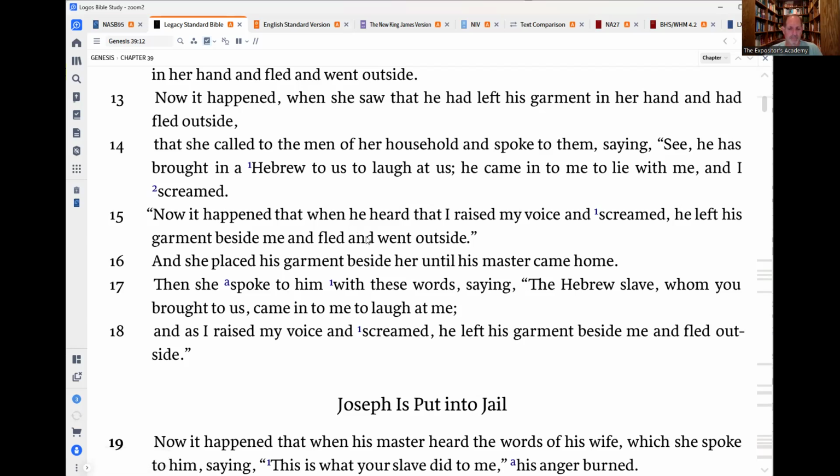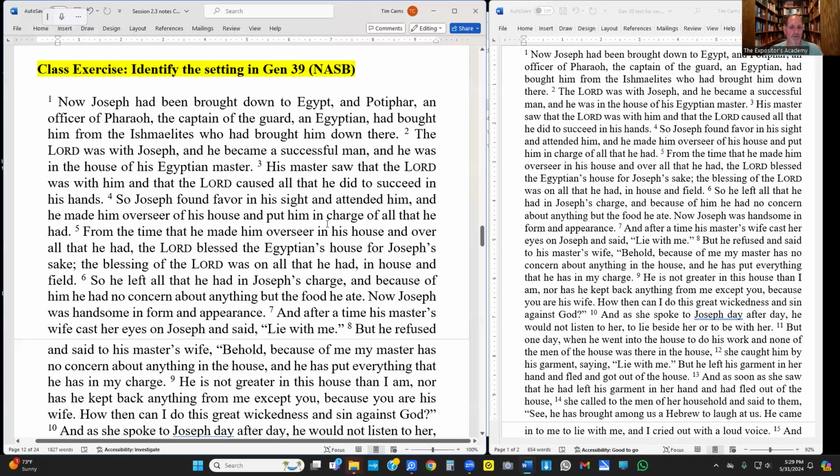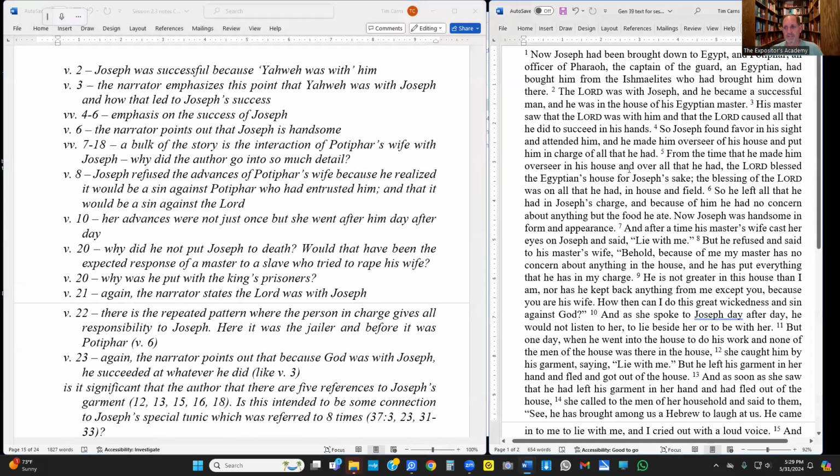Okay, so that's the story, Genesis 39, that we're going to focus our attention on in doing narrative analysis. The first step that we would do normally is to read through the story again several more times, read through different translations, and then make observations. Here were some observations that I made as I was going through this particular story. I've got the observations here on the left, and then the story itself on the right. Just a few things I noticed.